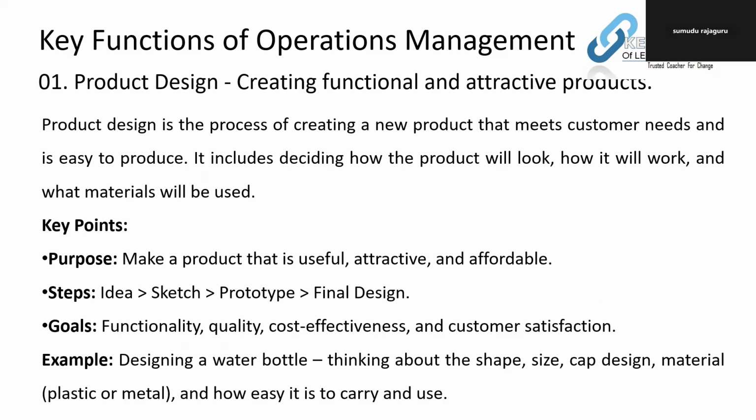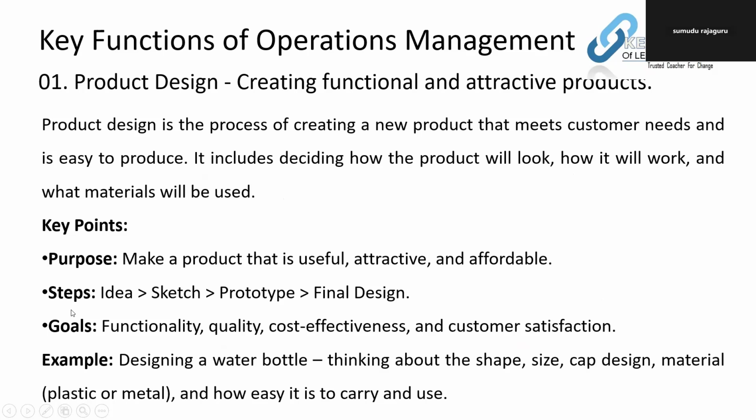First I selected product design. So what is meant by product design? Creating a functional and attractive product. You can see in here, product design is the process of creating a new product that meets customer needs and is easy to produce. It includes deciding how the product will look, how it will work, and what material will be used. Key points: purpose, make a product that is useful, attractive, and affordable.